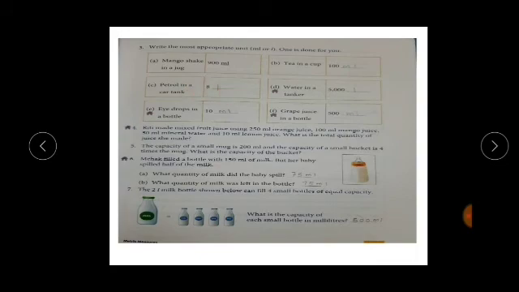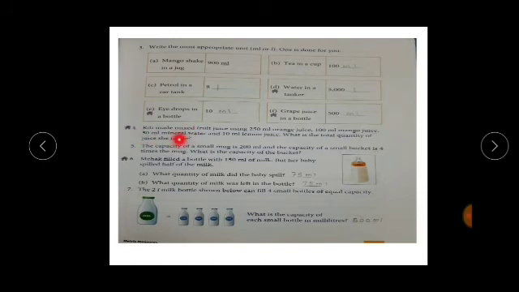Of course, liter. Water in a tanker, 5000 liter. Eye drops in a bottle, yes, it's a small capacity, 10 milliliter. Grape juice in a bottle, yeah, capacity is 500 milliliter.